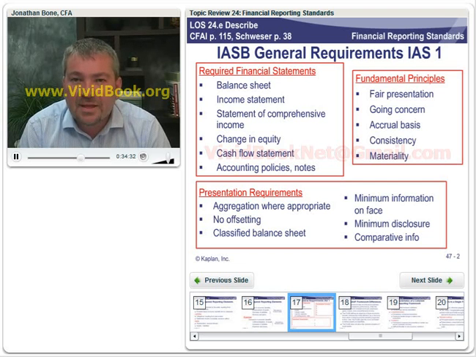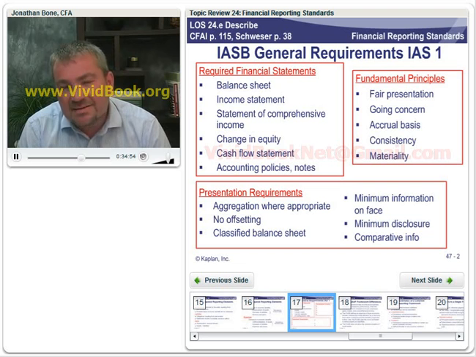Minimum information on the face. Well, this really goes to the idea that the accounting standards set out an absolute minimum amount that needs to be reported on the face of the financial statements. Now, companies, of course, can present more information if they like, but not less. They'll have minimum information on the face.